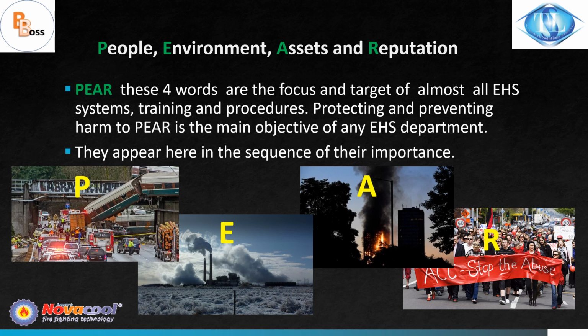And of course, we didn't just make the word to just become PEAR like the fruit. No, they are actually here in the sequence of their importance. Life, people's life first, then environment, because the environment we are borrowing from our next generation, from our grandchildren. So if we damage the environment, what kind of future are we giving them? And then assets, including buildings, vehicles, equipment, and reputation, as I said. So it is not just any sequence. It's meant to be like that, the sequence of their importance to us.